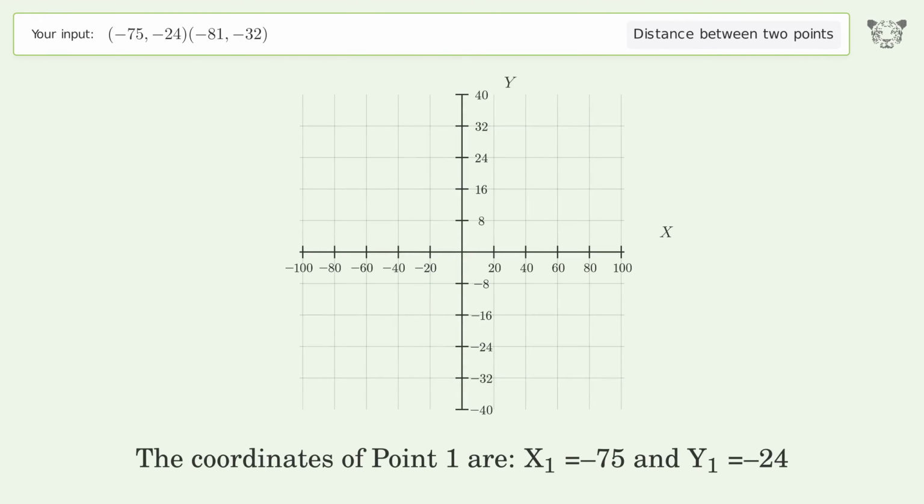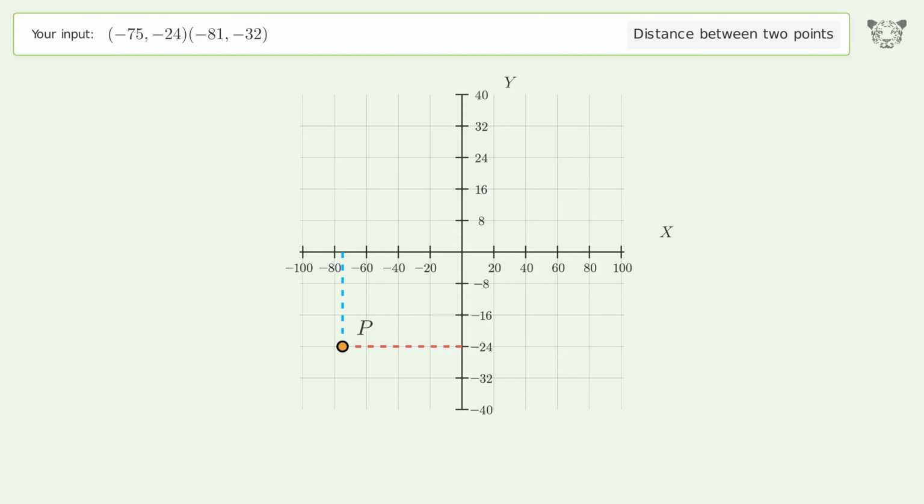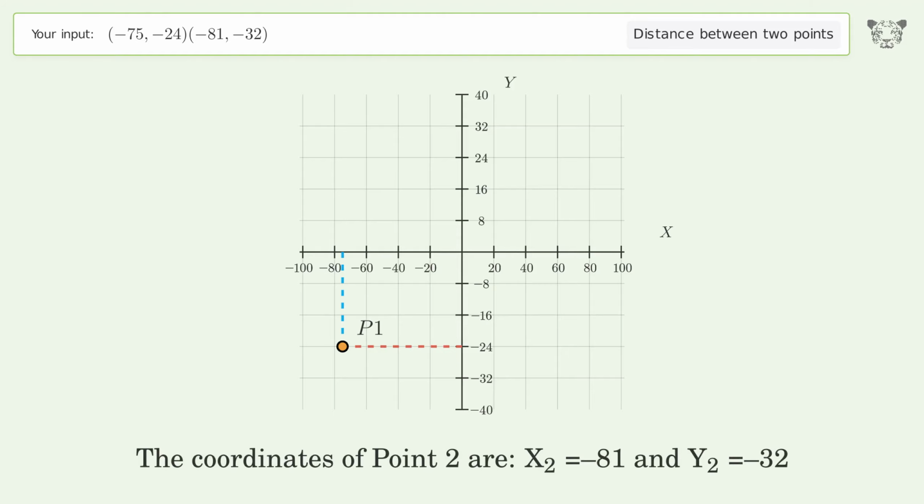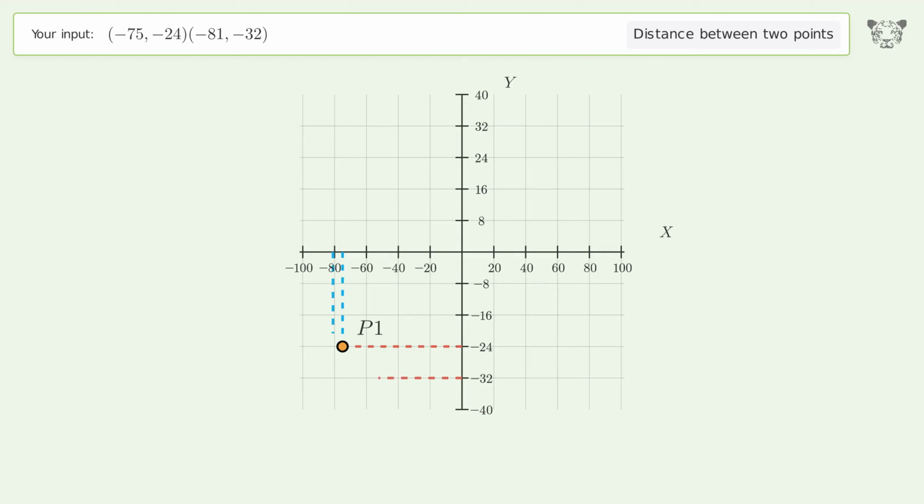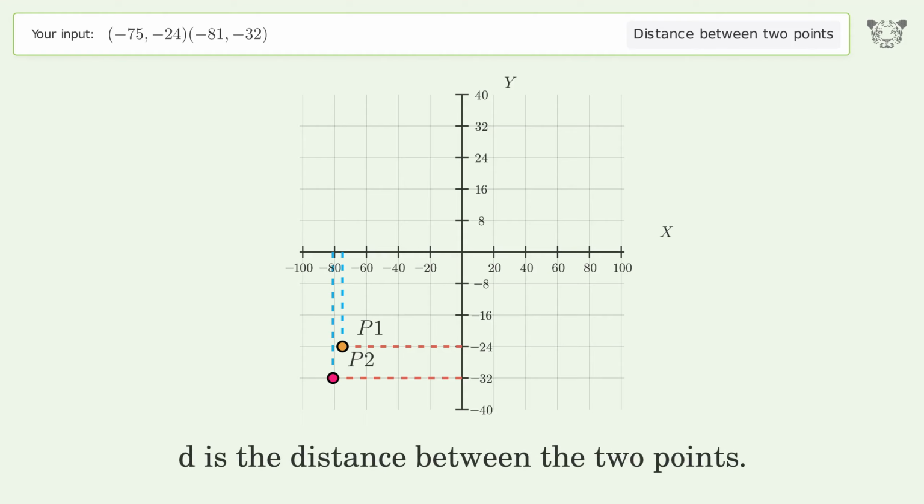The coordinates of point 1 are, x1 equals -75 and y1 equals -24. The coordinates of point 2 are, x2 equals -81 and y2 equals -32. D is the distance between the 2 points.